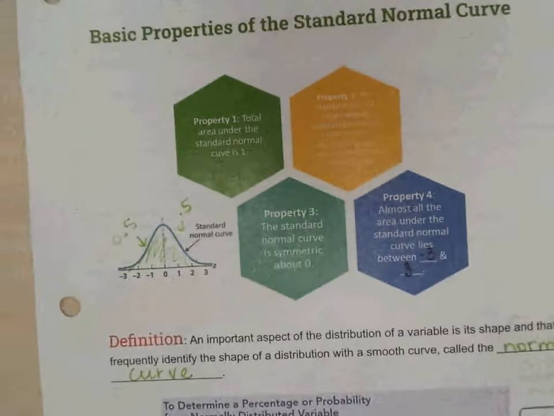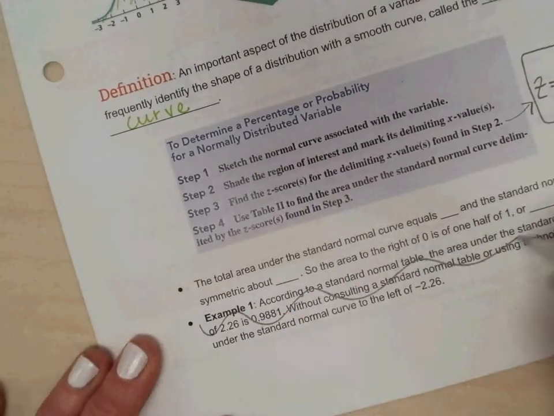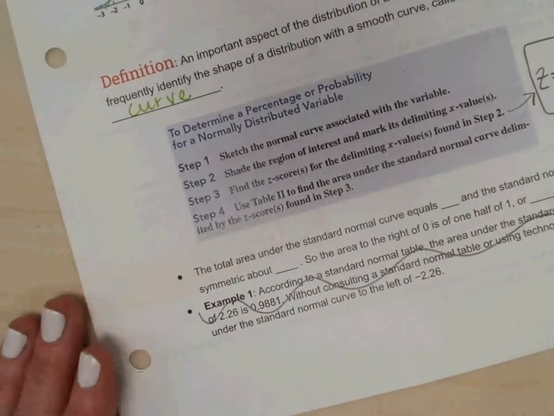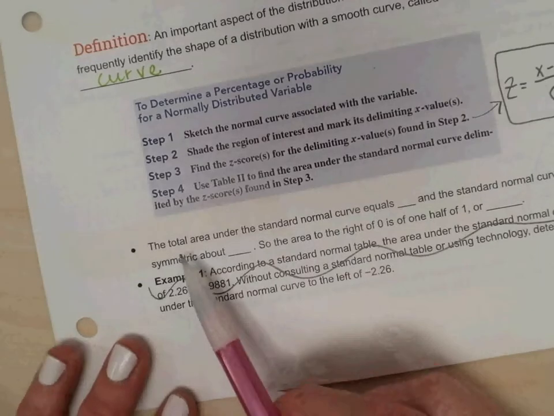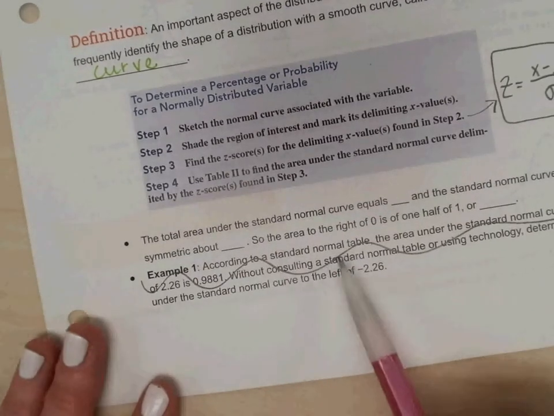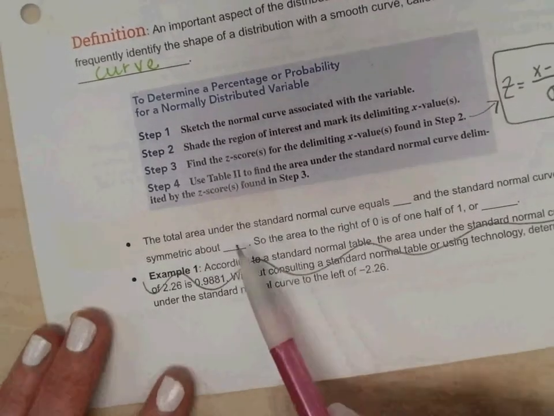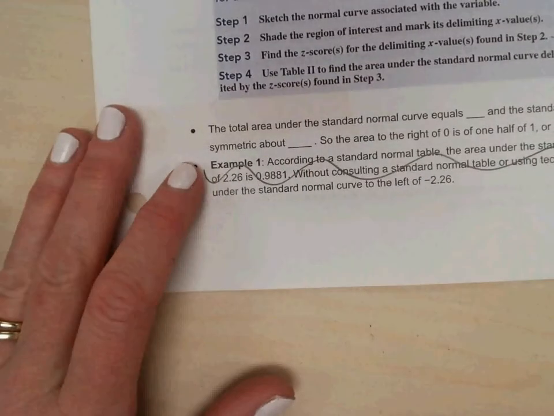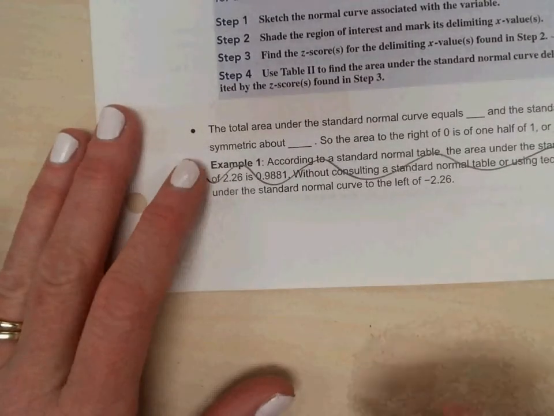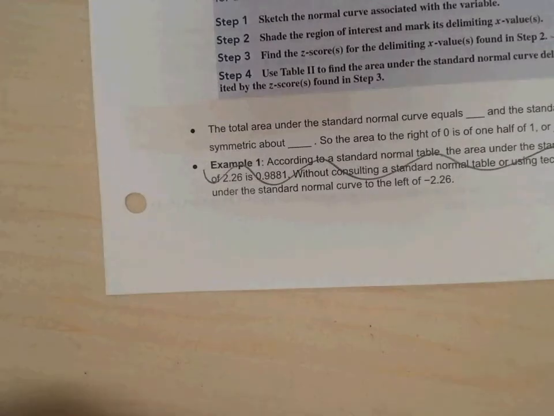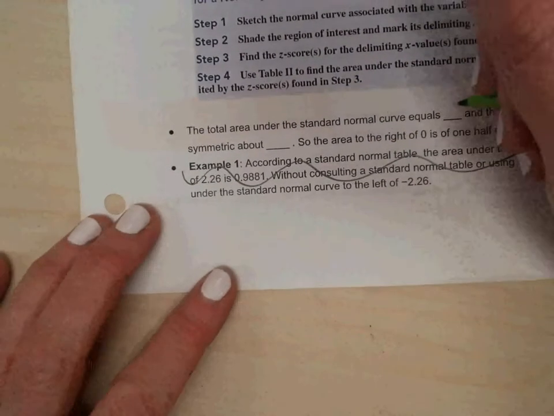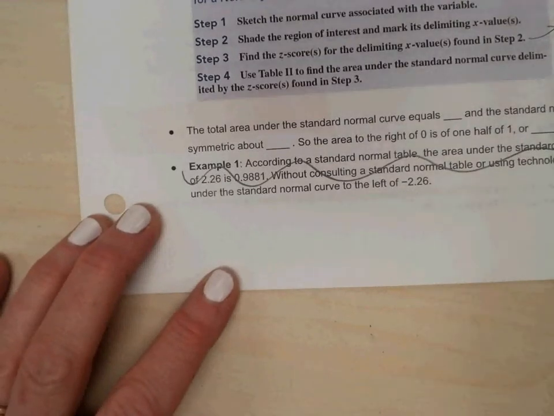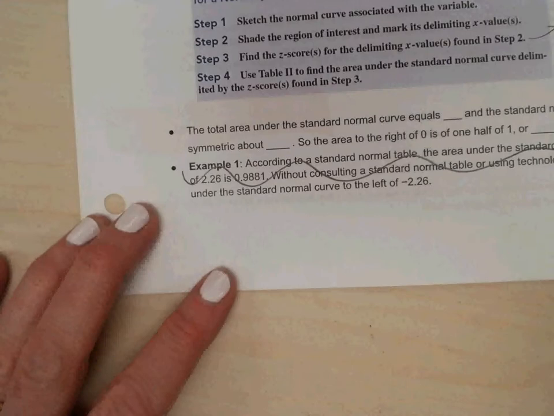I am gonna skip this one example. But not this point. Can you read for us this point, please, Jade? The total area under the standard normal curve is 1, and the standard normal curve is symmetrical halfway. So the area to the right of 0 is 1/2. Okay, what goes in those blanks?